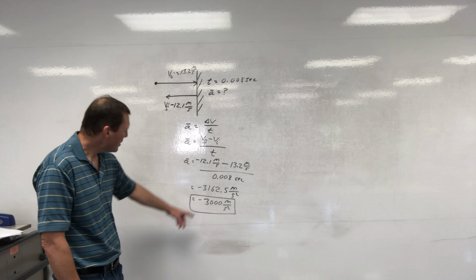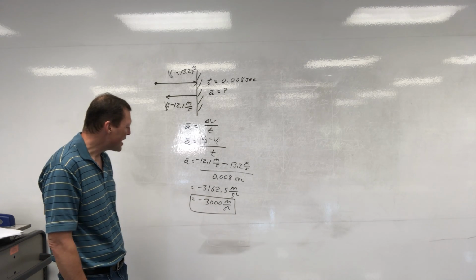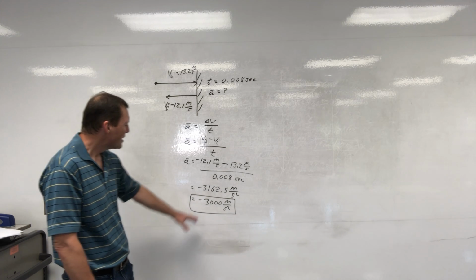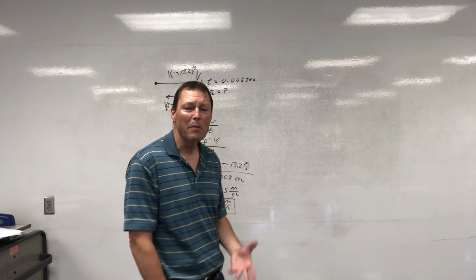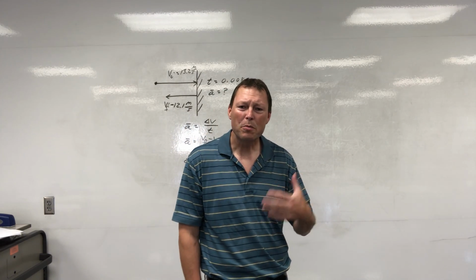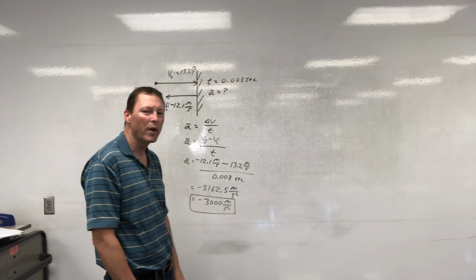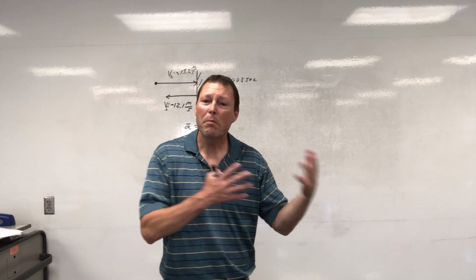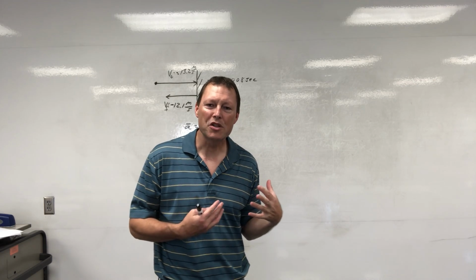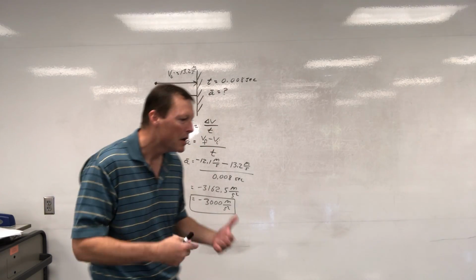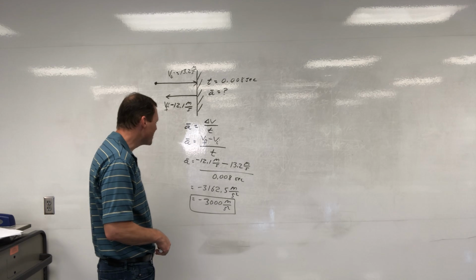And what does this actually mean? Negative 3,000 meters per second squared. Its velocity is changing by 3,000 meters per second each and every second. There's a huge acceleration going on there. If that was you, your body would not be able to take that type of acceleration. It would just get ripped apart. But the racquetball can actually take that.